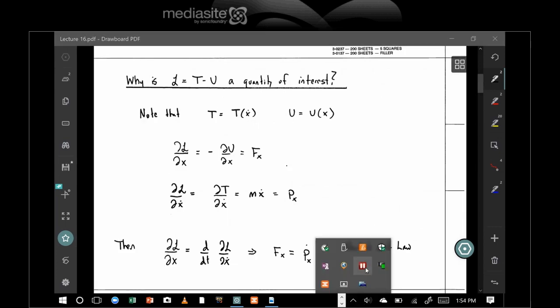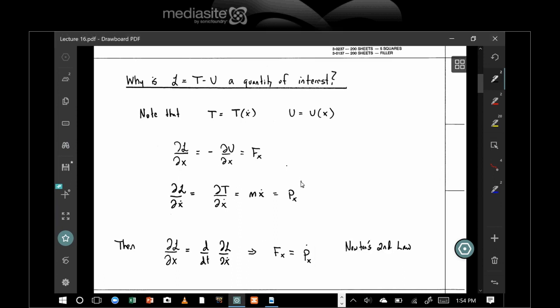In fact, what this shows, remember, using Hamilton's principle, is that Hamilton's principle says that the action integral of the Lagrangian, which is the kinetic energy minus the potential energy, is minimized. The question was, why is that Lagrangian a quantity of interest? The reason is that if we had any other quantity, Lagrangian mechanics would not give me the same results as Newton's laws.